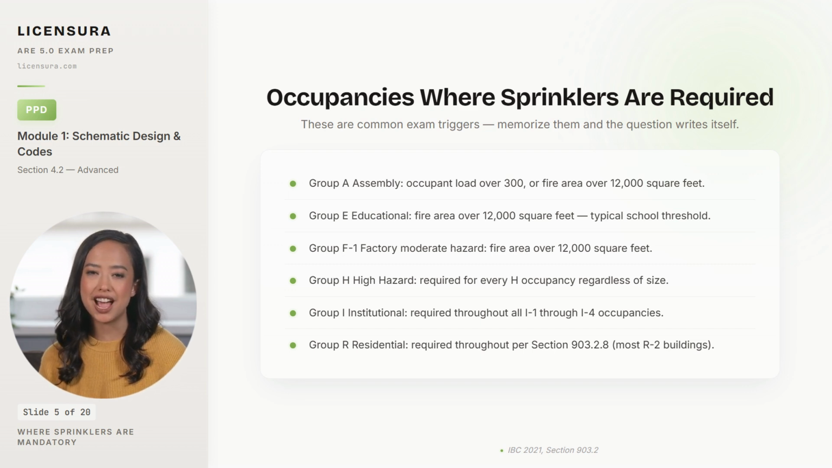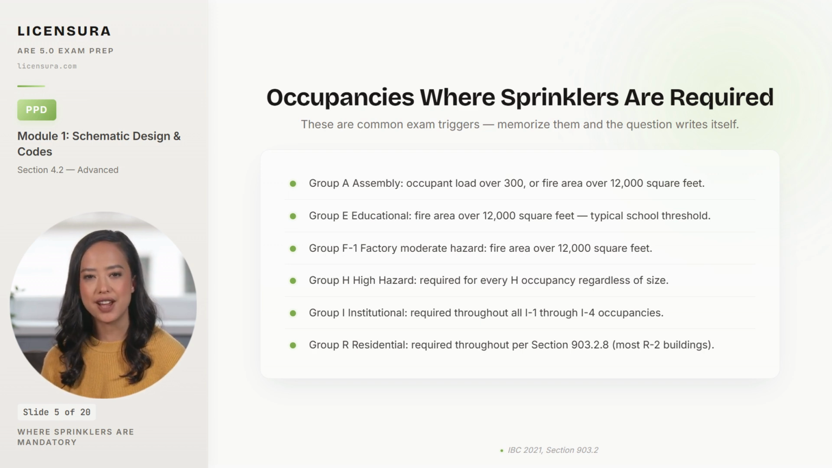Group H, high hazard, is universal, requiring sprinklers regardless of size because the hazard itself drives the rule. Group I, institutional, covers nursing homes, hospitals, and jails, all of which require sprinklers throughout. Group R, residential, covers apartments, hotels, and dormitories, all requiring sprinklers per Section 903.2.8. Memorize these 6, and most exam questions on the topic answer themselves.